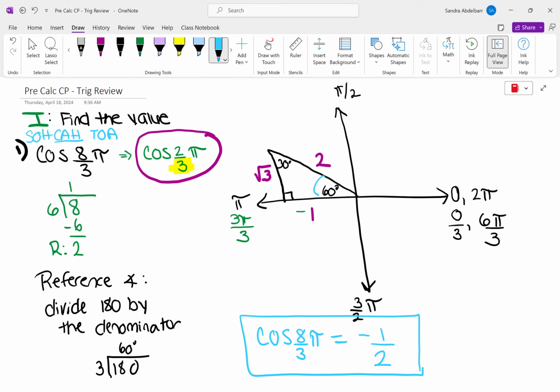If I put cosine 2 over 3 pi equals the answer, is that going to be wrong? I technically wouldn't take points off, but I want you to write the original.